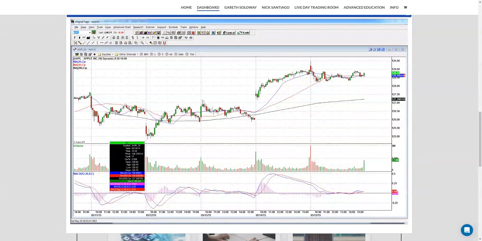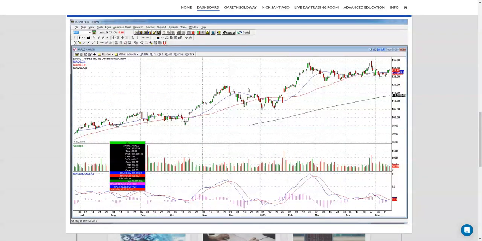Richard is asking, Nick, what do you think about money flow indicators? Kind of the same thing. They're all kind of the same thing. I don't love them.